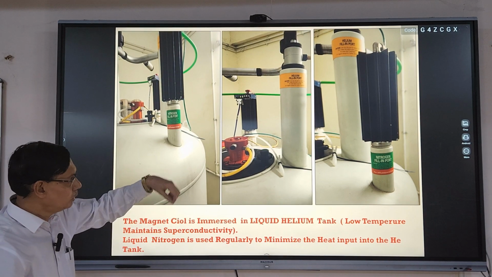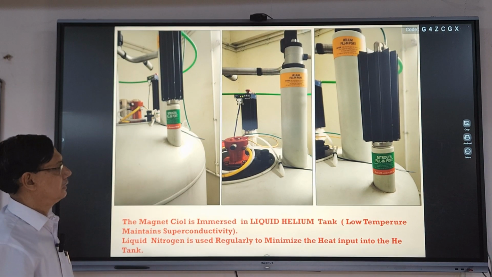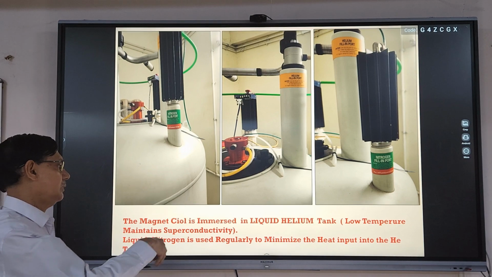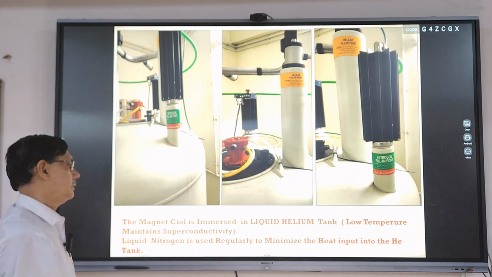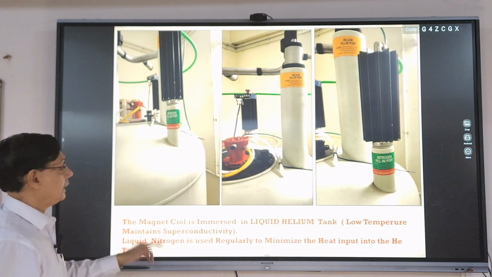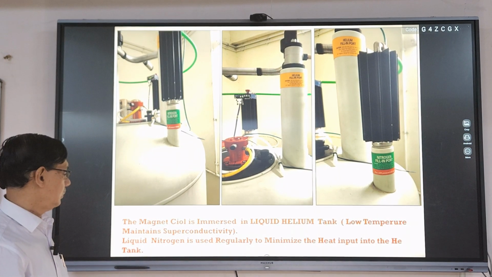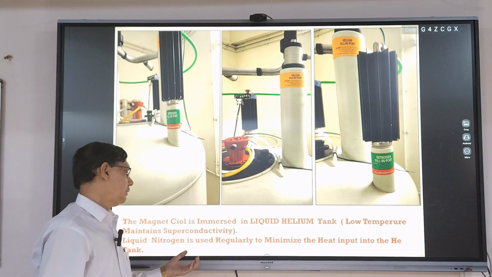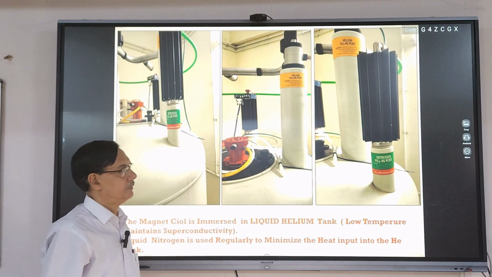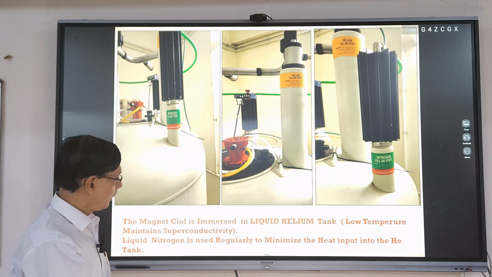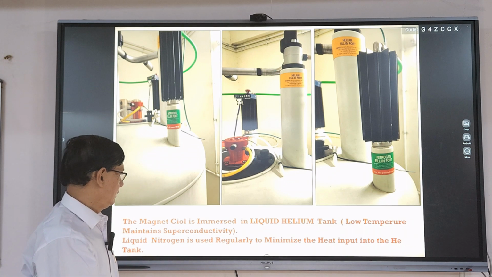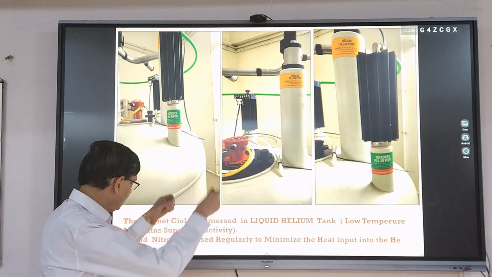And in order to cool that liquid helium, every week we have to pour in liquid nitrogen, and we are arranging liquid nitrogen from Bhilai steel plant. Every week we use that cryocan, and we bring this liquid nitrogen.